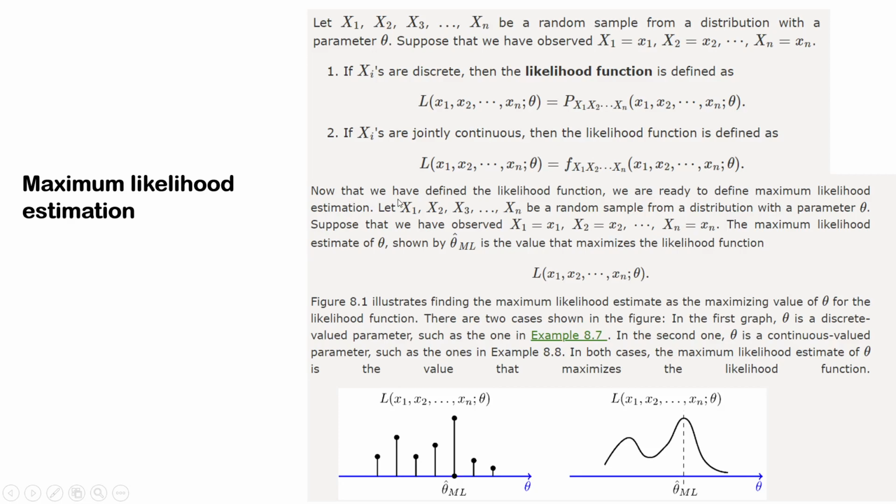Now they have defined the likelihood function, and you're ready to define the maximum likelihood estimate. Let x1, x2, x3 be random samples from a distribution with parameter theta. The maximum likelihood estimate theta ML is the value of theta that maximizes this function. So how do you find the maximizing value of theta for this function?